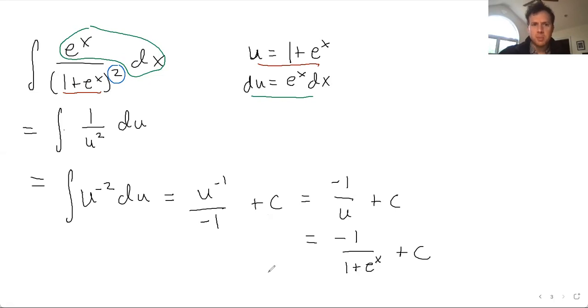Questions about any steps of this, or more general U substitution questions? Okay.